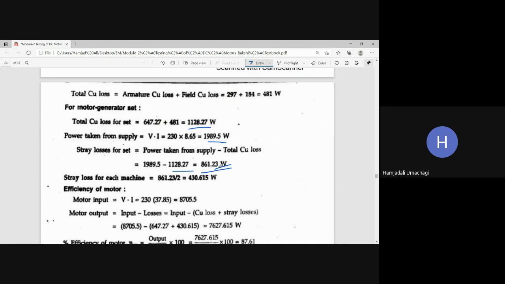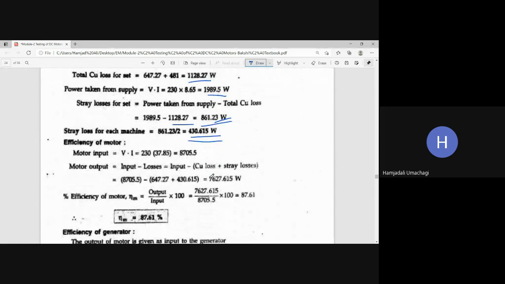And for the Hopkinson test, we are using identical machines. So whatever stray loss we have calculated here is the stray loss of both the machines. If we take half, that is the stray loss for each machine, which will be 861.23 divided by 2, that is equal to 430.615. This is the stray loss for the motor separately. Similarly, 430.615 is the stray loss for the generator separately, because both are identical, both having the same ratings.